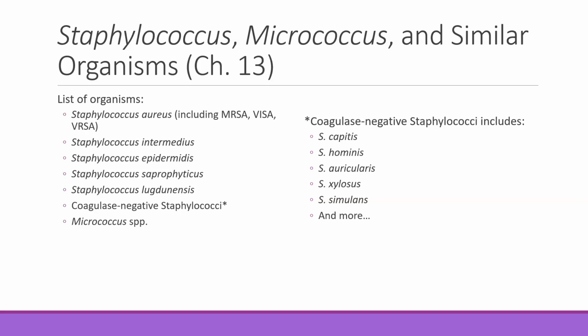The first one is Staphylococcus aureus, which includes MRSA, Staphylococcus intermedius, Staphylococcus epidermidis, Staphylococcus saprophyticus, Staphylococcus lugdunensis, coag-negative Staphylococci, and micrococcus. These include some other staph, which is capitis, hominis, auricularis, xylosis, and simulans, and more. The majority of what we are going to discuss will be found in the left-hand list.